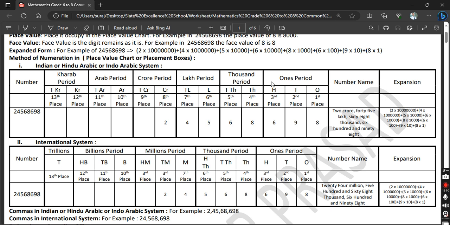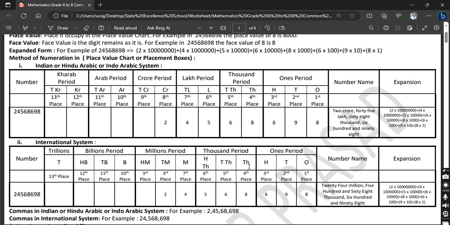Ones, tens, hundreds: each and every box is how I designed the number name and expanded form, and that is what you need to make. Now let us come to the next, the international form, and how they write it. In the international form also there are ones, tens, hundreds. After that, as you are able to see here, the thousands are divided into 2.